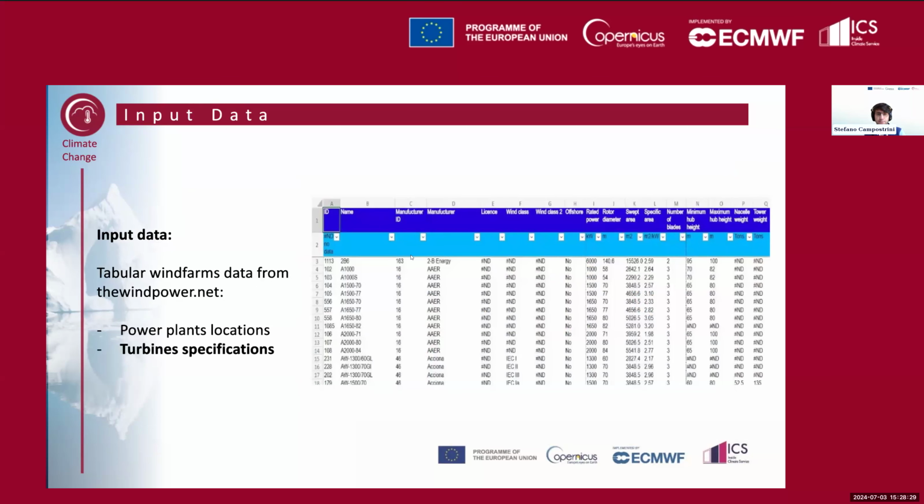Then we also have data, again, from the windpower.net, which contains information about the turbine specifications, such as rated power, rotor diameter, and much other information about the turbines.